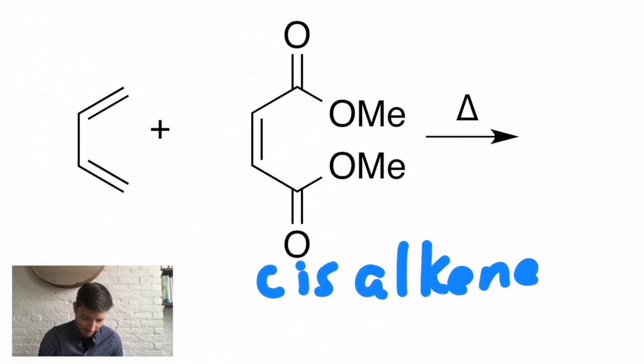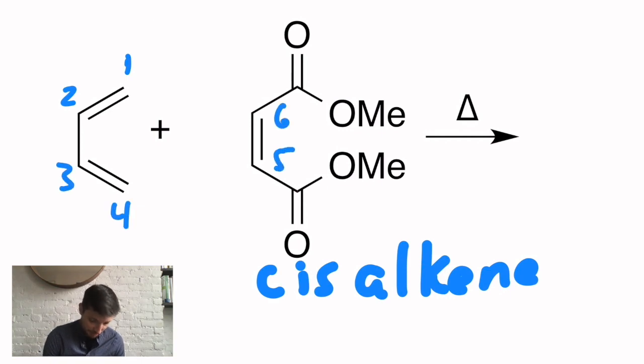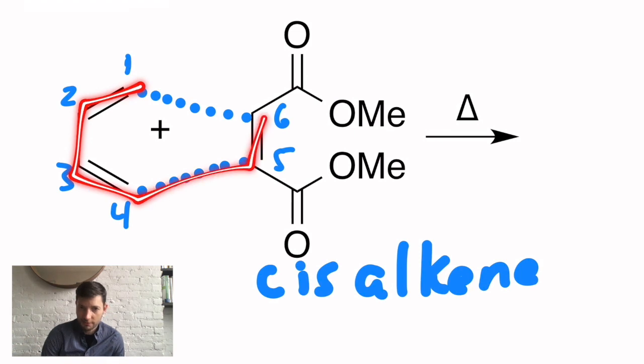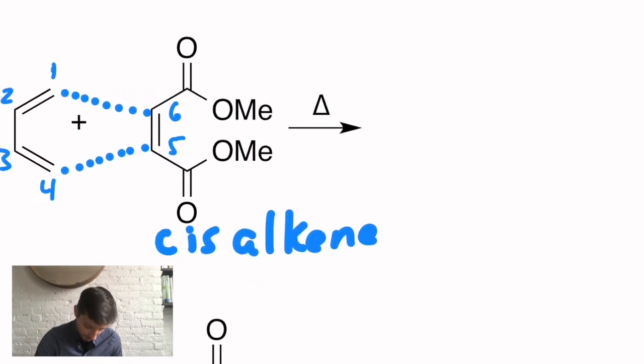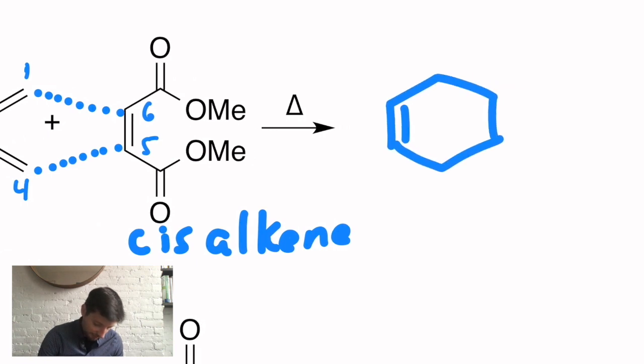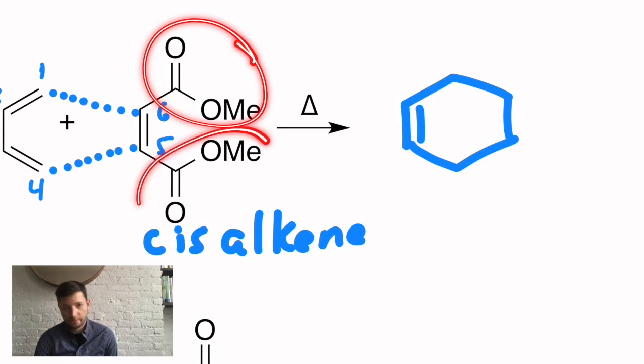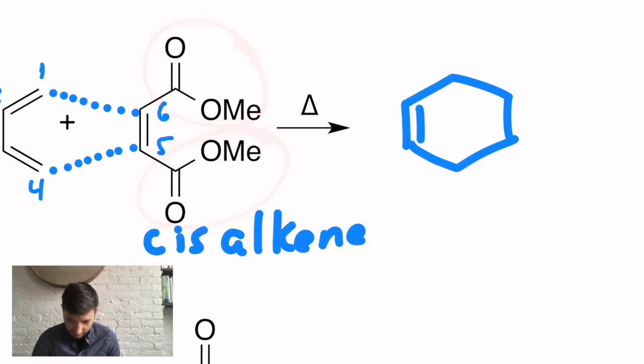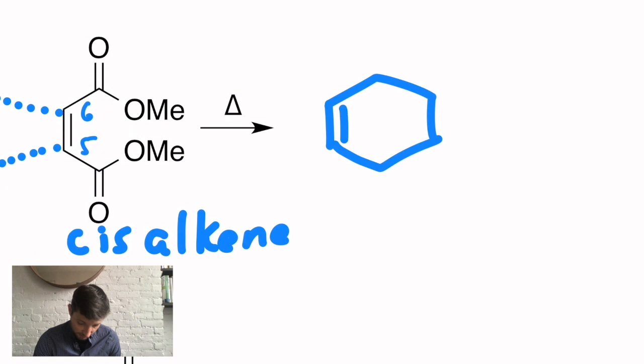First of all, let's number our diene, 1, 2, 3, and 4, and our dienophile, 5 and 6. I like to draw dotted lines between carbons 1 and 6 and 4 and 5, because that starts to show me where my 6-membered ring is going to develop. So I get a 6-membered ring with an alkene between 2 and 3, and then I have a methyl ester and another methyl ester along for the ride attached to carbons 5 and 6, and I'll just fill those in.